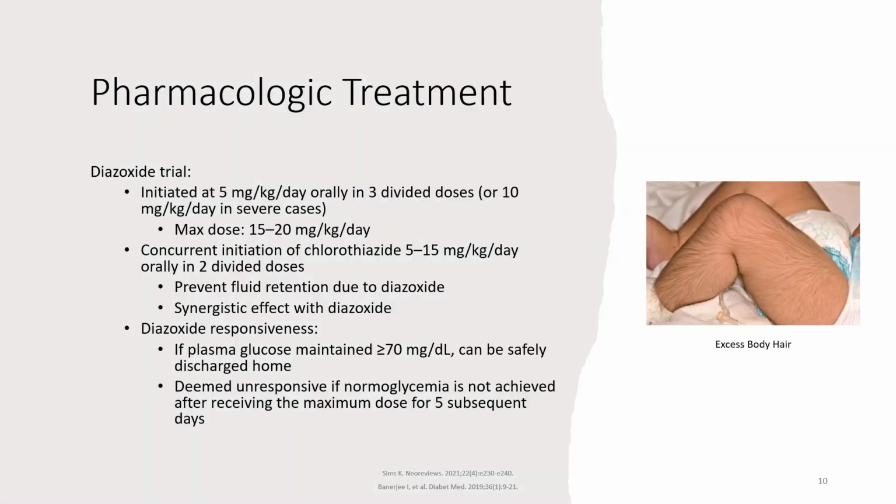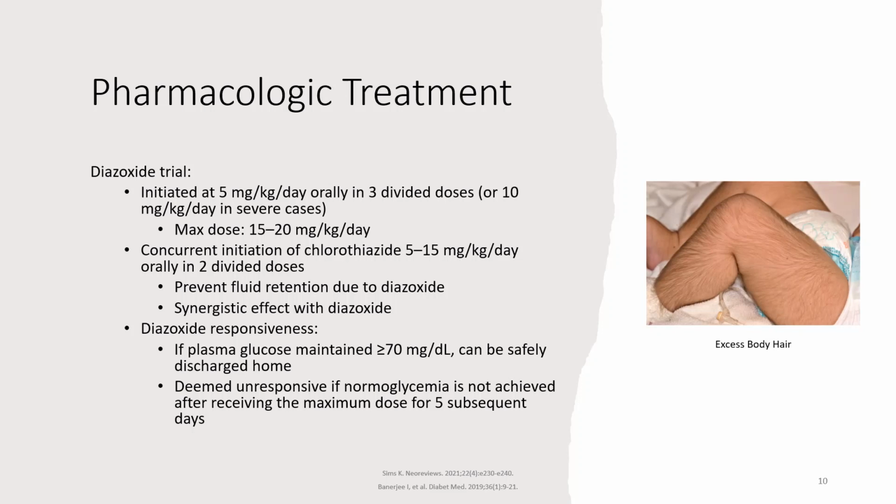After the infant has been diagnosed with CHI, we would start him on a diazoxide trial, which means we'll start diazoxide at 5 milligram per kilo per day, given orally in 3 divided doses. In some severe cases, it can be started at 10 milligram per kilo per day, and it can go as high as 15 to 20 milligram per kilo a day.